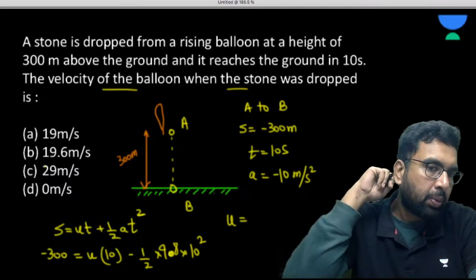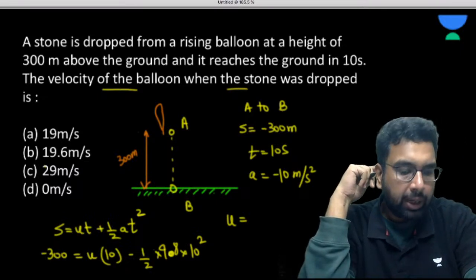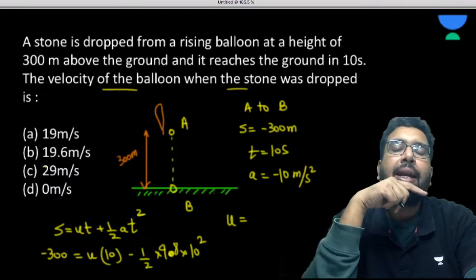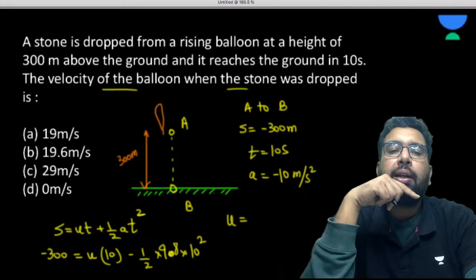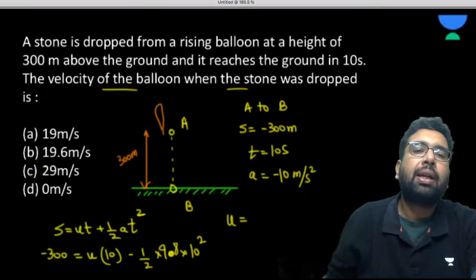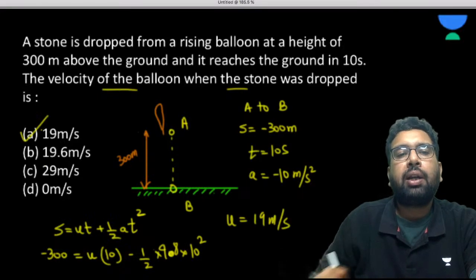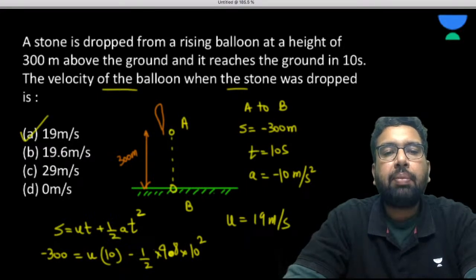980 by 2. So this is going to be 490, and 490 minus 300 is equal to 190. 190 by 10, that is 19. So when you solve this equation, you will be getting option A, that is 19 meter per second.